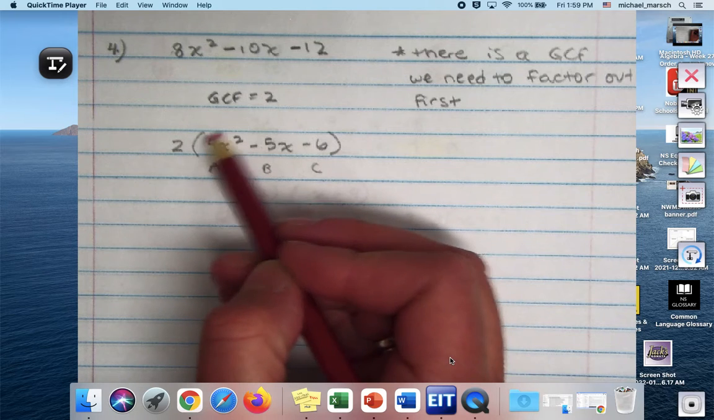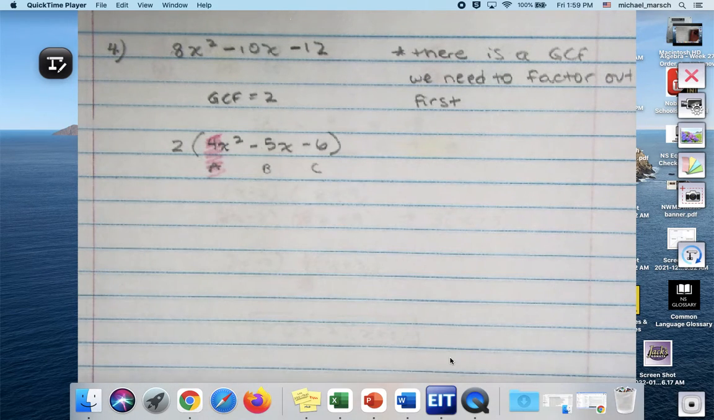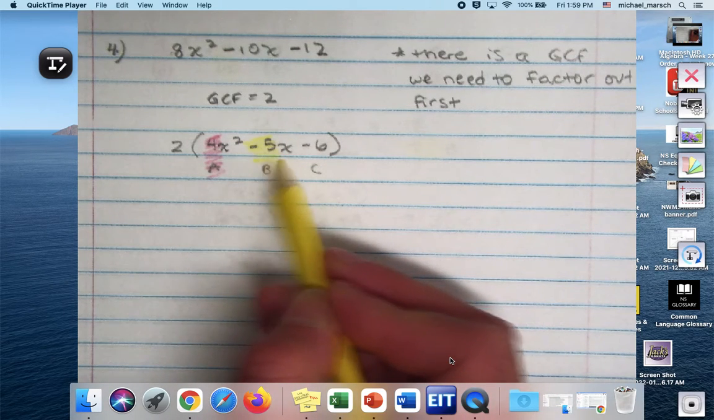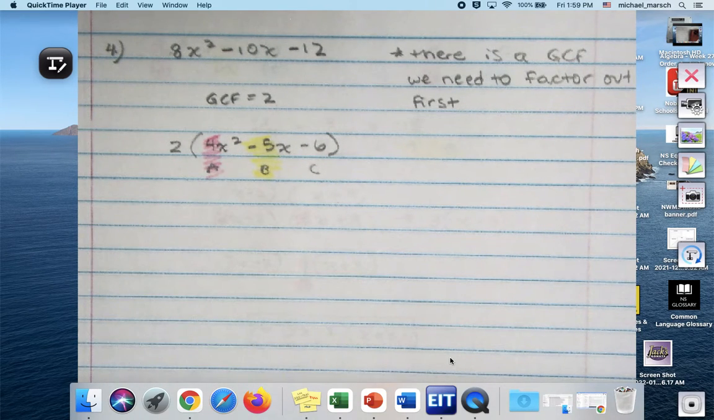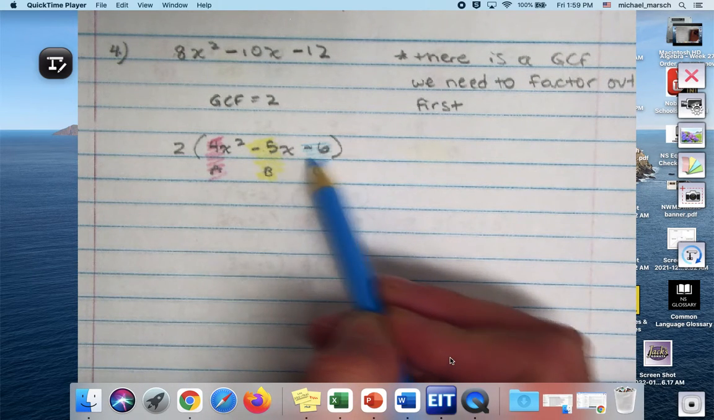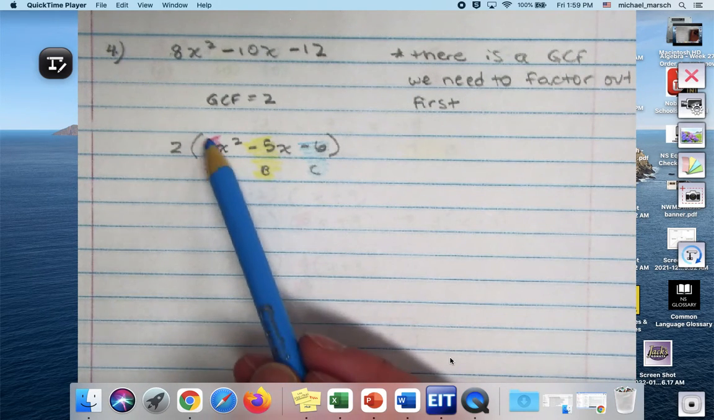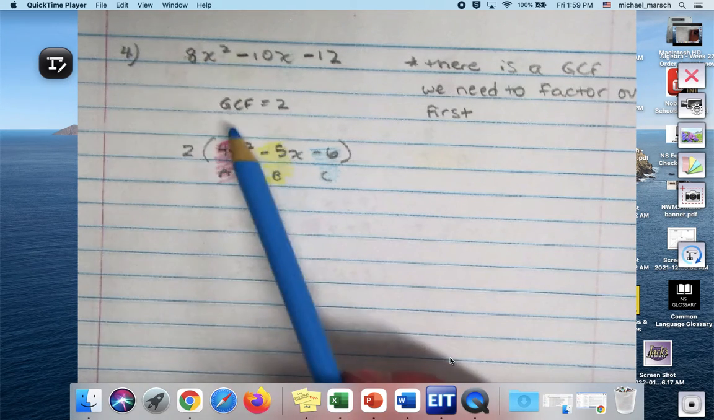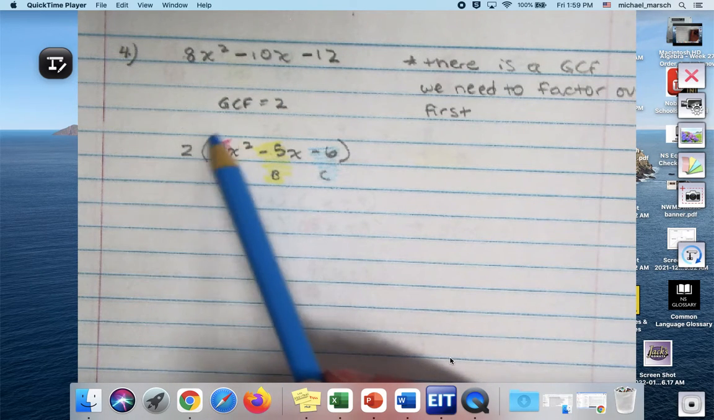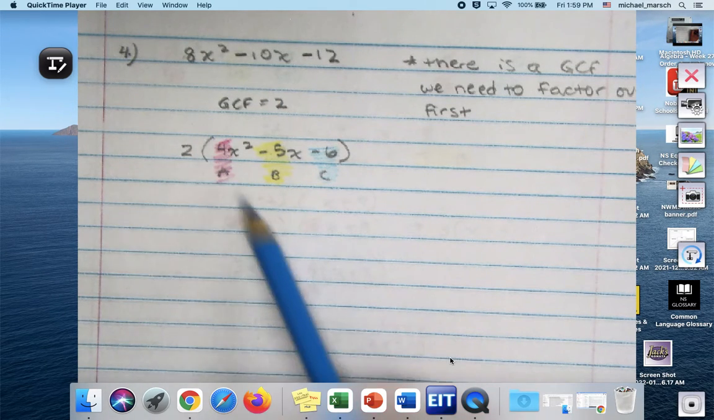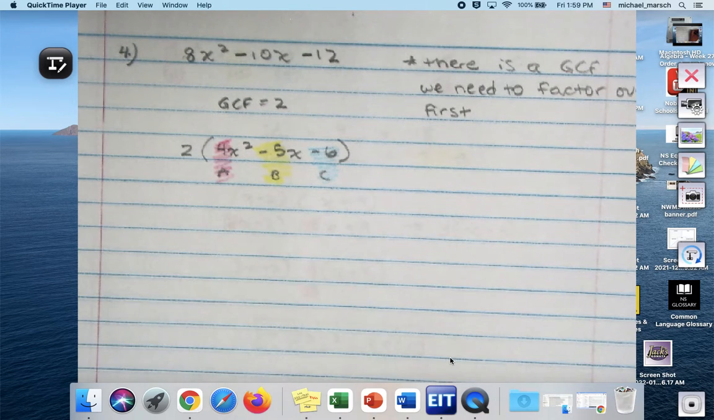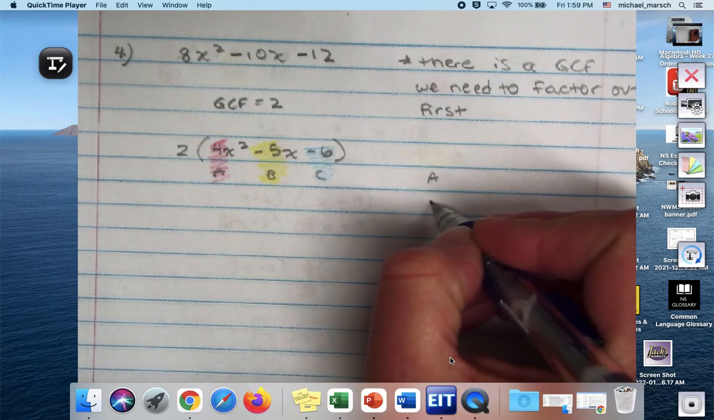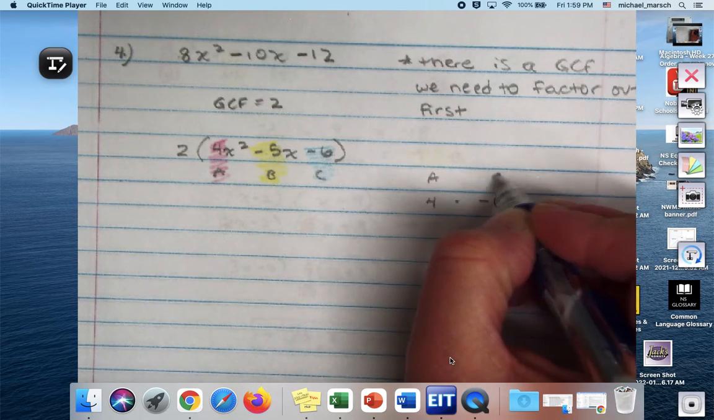The only reason this gets a little bit of a gray area is all of your steps said original A, right? But now we have a new A. So you're going to focus on this 4 for all of the steps, not the original 8. Because we factored out this 2, every time we're referring to A from now on, it's going to be this 4. So I'm going to have 4 times negative 6.